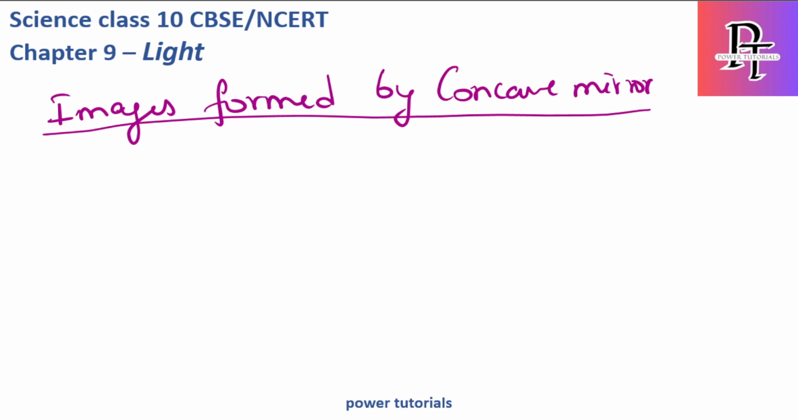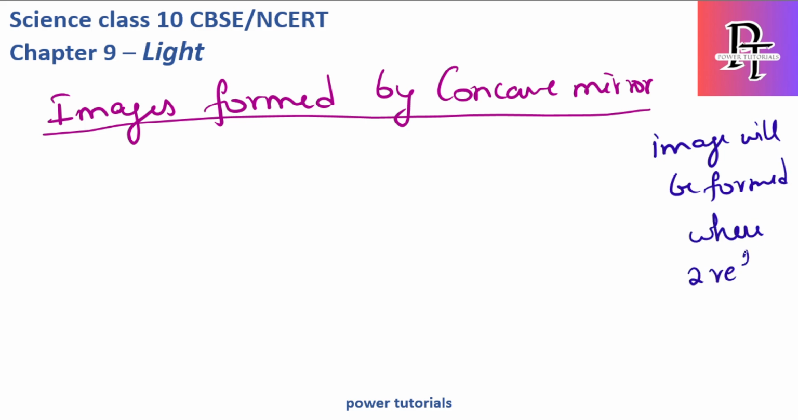So first of all, at least understand how the image will be formed. Image will be formed when two reflected rays meet. Remember this. Image will be formed where two reflected rays meet. The first ray diagram is: what happens if the object is at infinity.